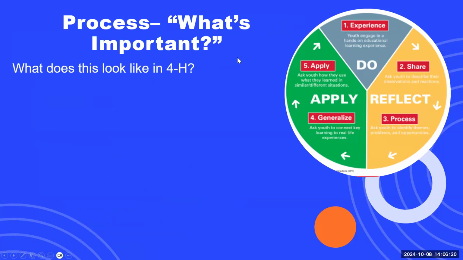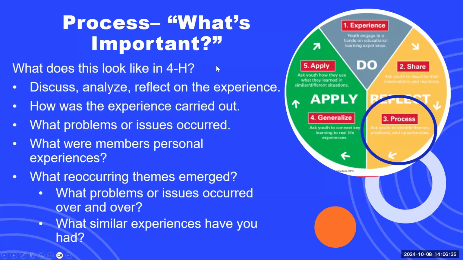Now if we look at the process, it's the concept of what was important about that doing activity. So not just what did you do, but out of that, what were the important aspects that came out of it? What does this look like in a 4-H meeting? It's the idea of discussing and reflecting on the experience. How did you carry it out? What were the steps that you took to make that happen? Where were the problems that occurred, or what were the successes? What were your personal experiences versus somebody else's? Were there recurring themes, like the problems that we talked about before?